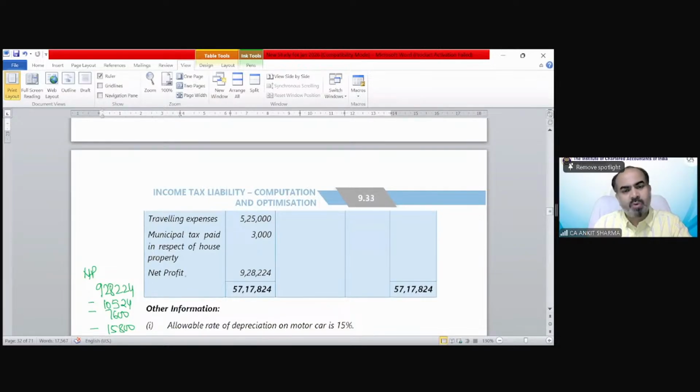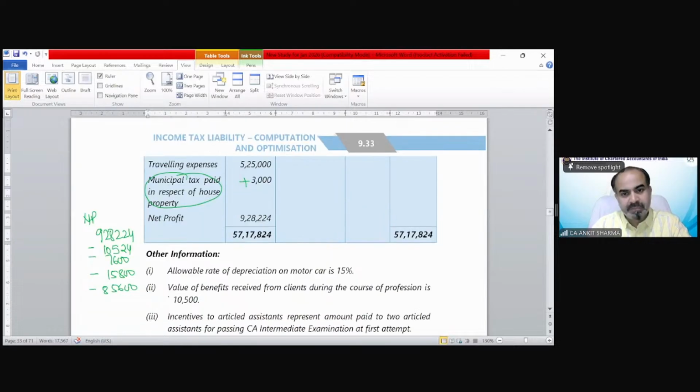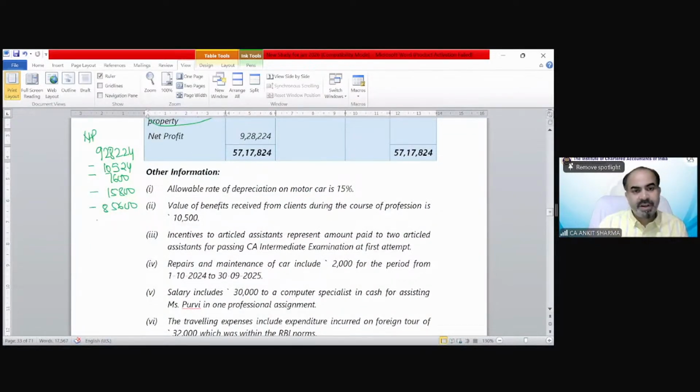Traveling expenditure, of course. Municipal tax paid in respect of house property. This is expenditure of income from house property. It should be added back. So we will reduce this. We are solving as per default tax regime. Car purchase value needs to be added back, and that municipal taxes. Clear? Depreciation on car, that at the rate of 15% we will calculate. So need to reduce 12,000. Allowable depreciation of car is done.